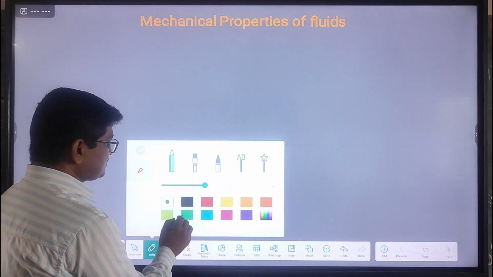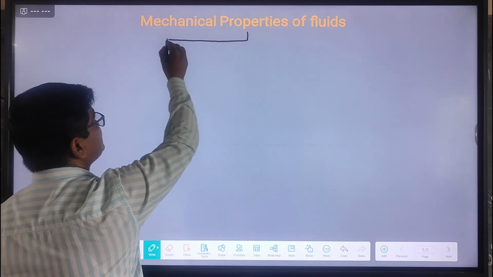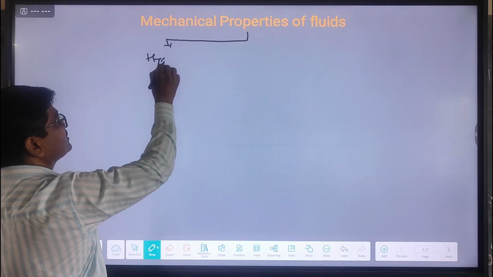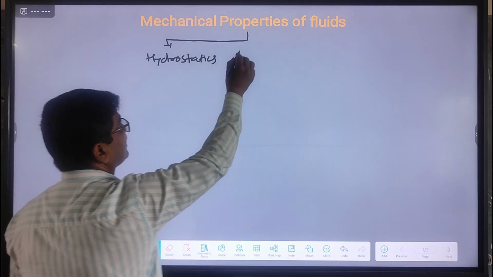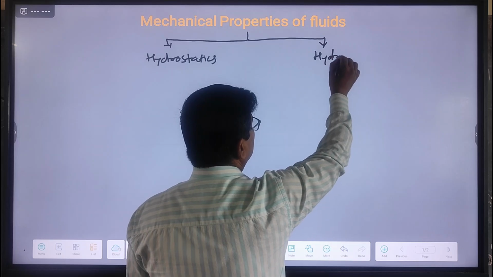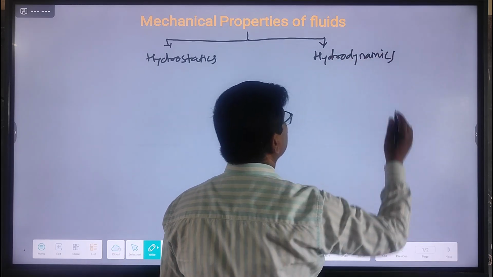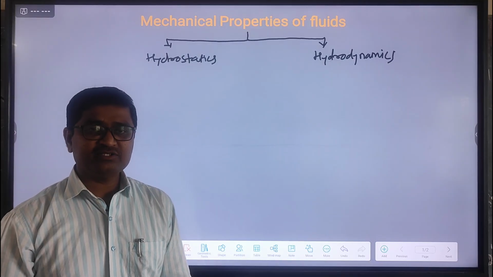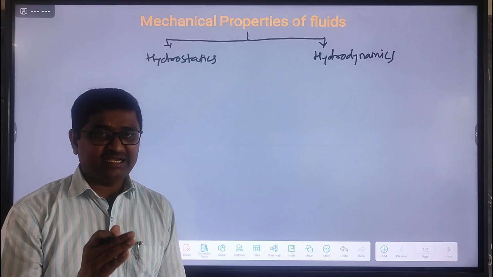The mechanical properties have two types. The first important type is hydrostatics, and the second type of the chapter is hydrodynamics. There are two parts in the chapter. So what is meant by hydrostatics? Hydrostatics is the study of fluid at rest.